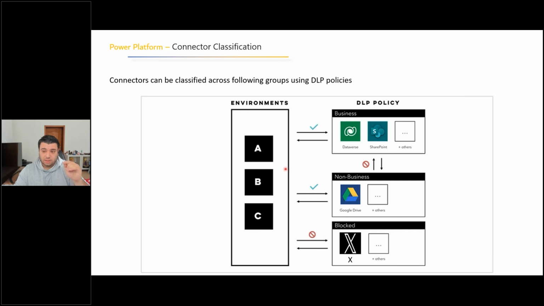Well, easy. All the apps and flows within environment A, B, C cannot use X. It's blocked. However, they can use Dataverse, SharePoint, and Google Drive. However, they cannot mix, meaning if I have an app using SharePoint, I can only use the business connectors for my app. I cannot go for Google Drive.